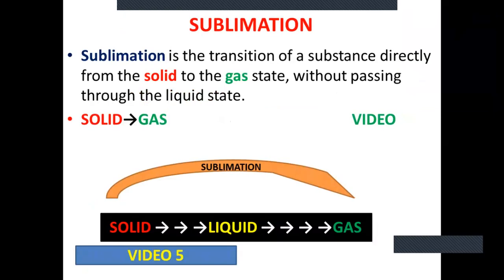Sublimation. Sublimation, according to this definition, is the transition or the conversion of a substance directly from the solid phase to the gaseous state without going through the liquid state. So this diagram here represents the definition of sublimation. The next video will explain better this concept.